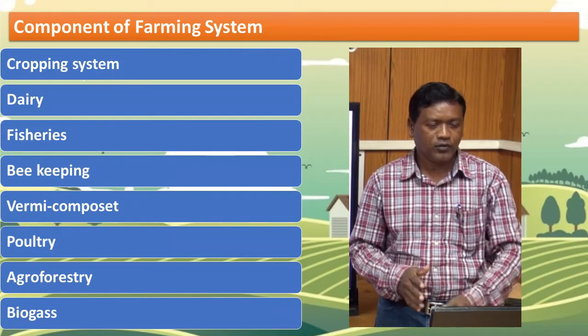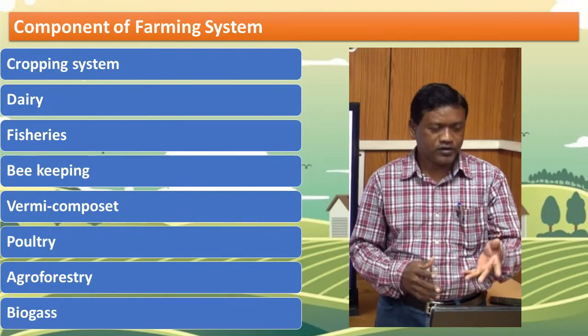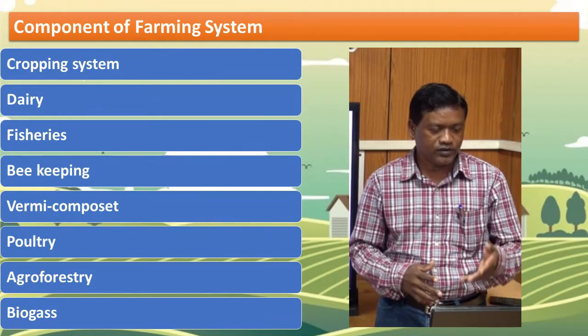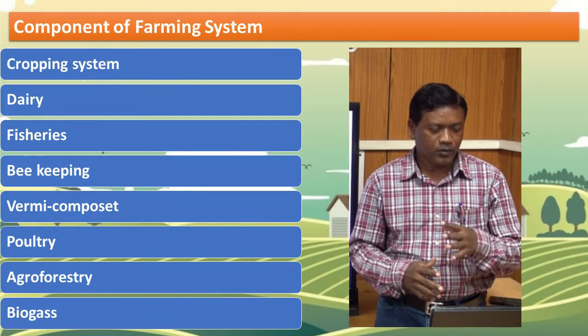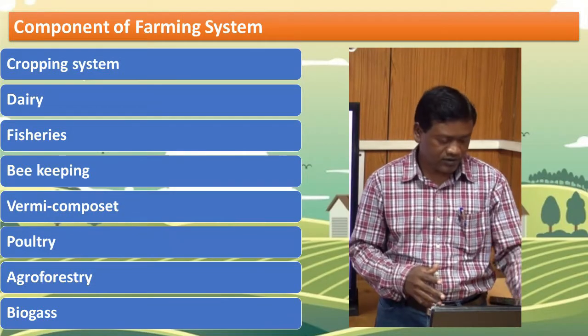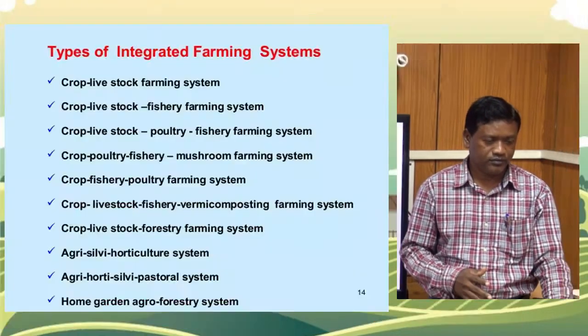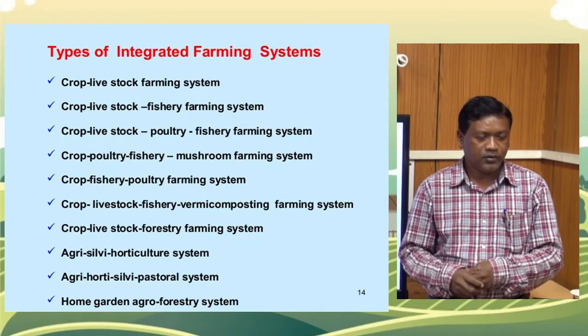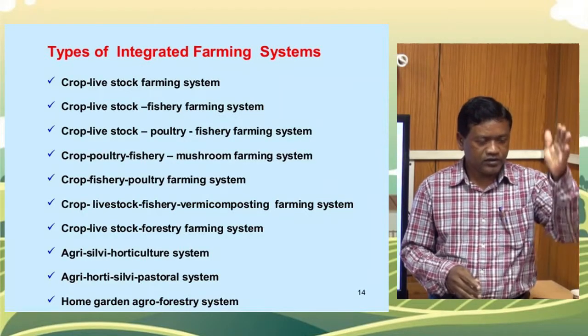These are the components of the farming systems: cropping system, dairy units, fishery units, beekeeping, vermicompost, poultry, agroforestry, and biogas. One by one, I will discuss them next. This is the type of integrated farming systems.